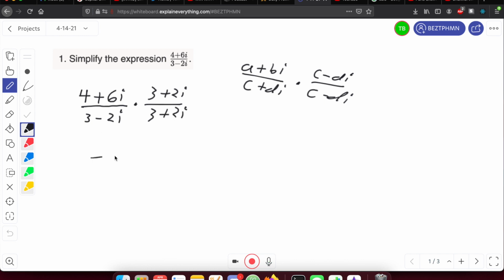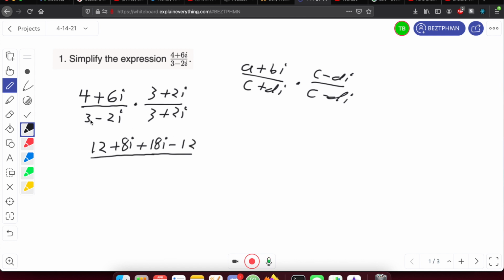So it's going to be some arithmetic, some algebra. So 4 times 3 is 12. We're just foiling, right? 4 times 2i is plus 8i. 6i times 3 is plus 18i. And then 6i times 2i is minus 12, right? Because i times i is negative 1.